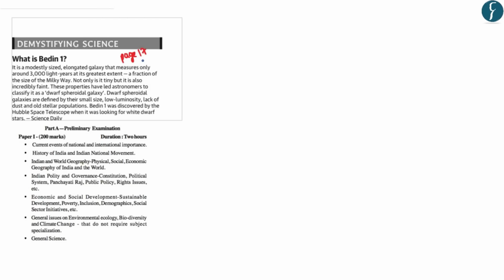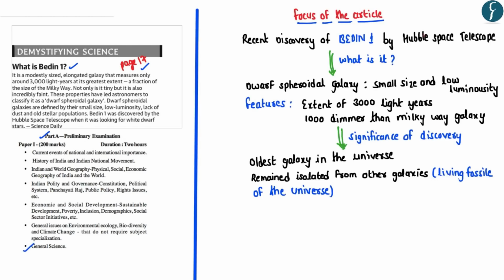The next article appears on page number 17. The title of the article is What is Bedin 1? This article shall be important from the perspective of prelims under the subsection General Science and Technology. The astronomers who are using the Hubble Space Telescope have recently discovered a new galaxy known as Bedin 1. Now, Bedin 1 has been categorized by the astronomers as a dwarf spheroidal galaxy. A dwarf spheroidal galaxy is a galaxy which is smaller in size and has a lower level of luminosity.